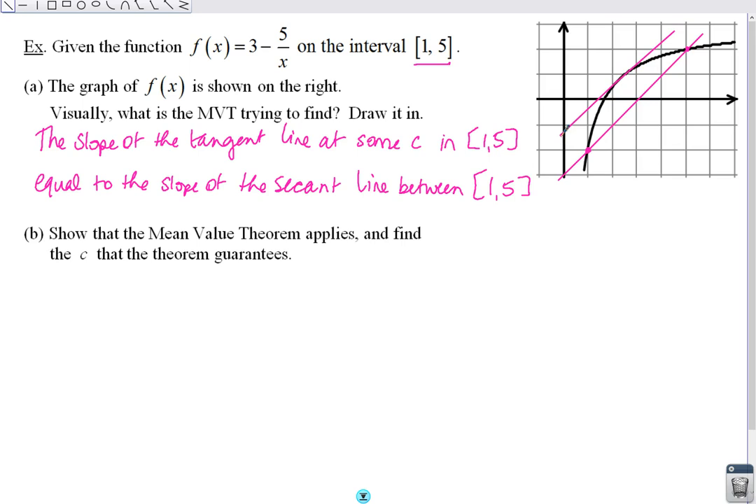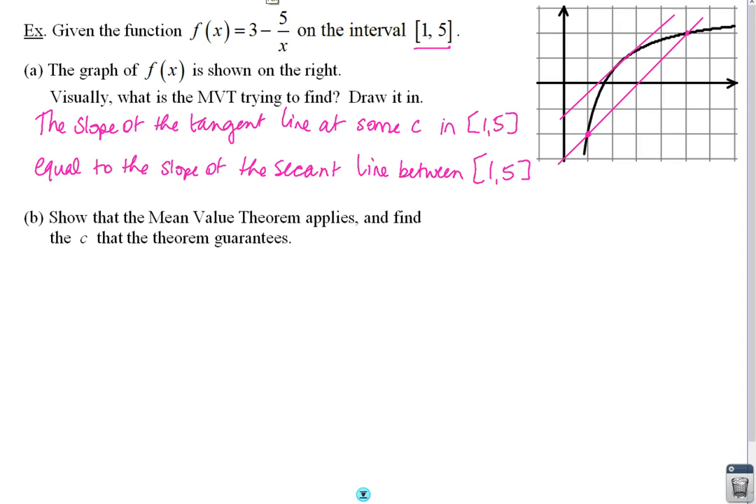Okay. So then part B, show that the mean value theorem applies and find the C that the theorem guarantees. Well, we can tell visually from the graph that on 1 to 5, f of x is continuous. Now, over the entire real line, this function would not be continuous because you can't have 0 in the denominator. However, because they're specifying that we just want to look at 1 to 5, the function is continuous on the interval that we're looking at. So it is continuous on 1 to 5.